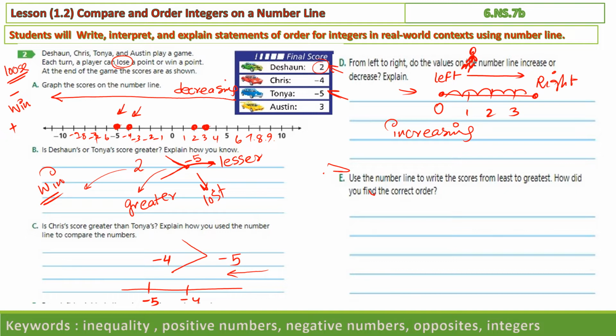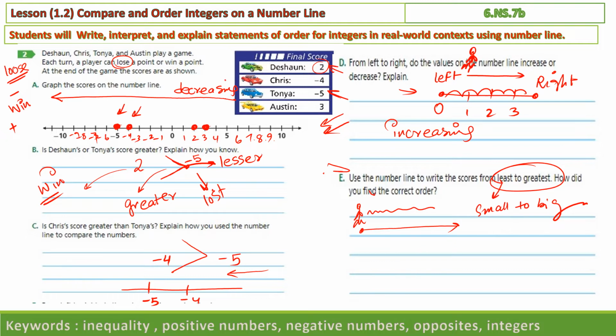Use the number line to write the scores from least to greatest. How did you find the correct order? Now we already have graphed over here. The correct order from least to greatest: least to greatest means small to big, and small to big means from left to right. You are standing and you are going to the right side.